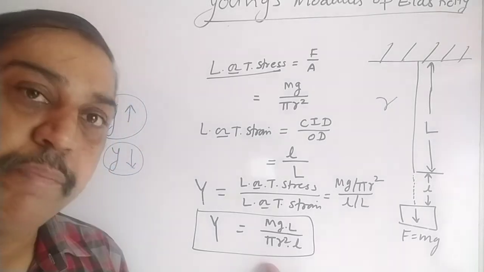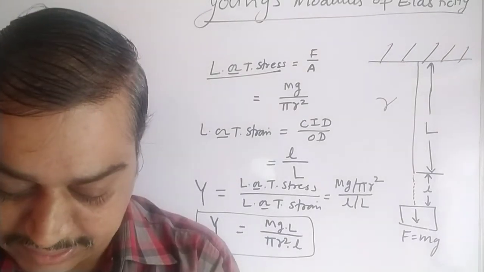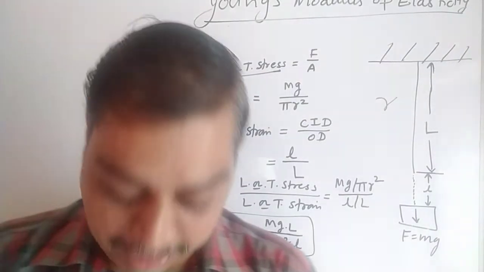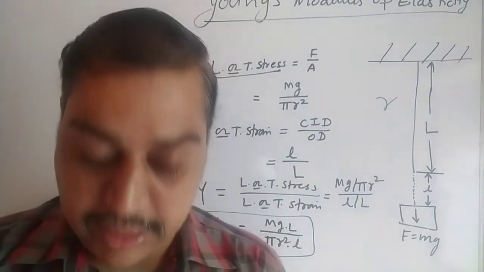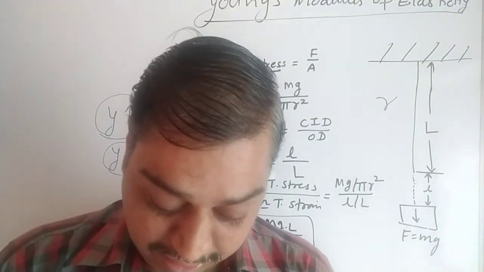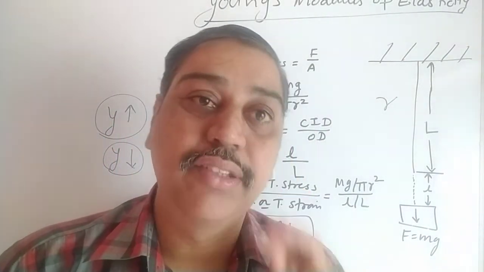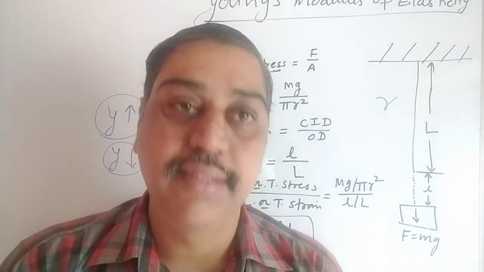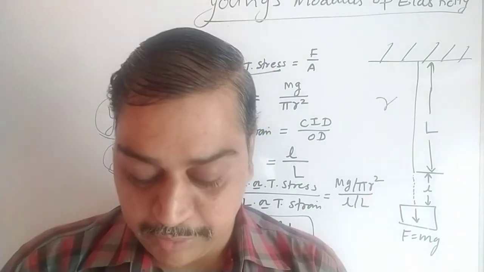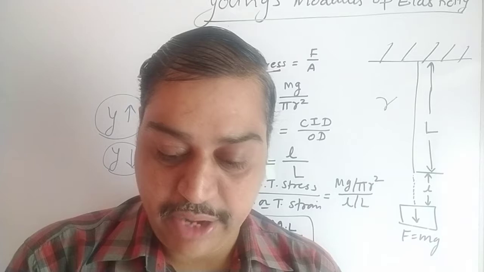Again, its unit is what? Newton per meter square or dyne per centimeter square. And as they have given, the dimension is L^-1 M^1 T^-2. That is the dimension of this Young's modulus. Okay, I hope that you got this. Now we have to go on.